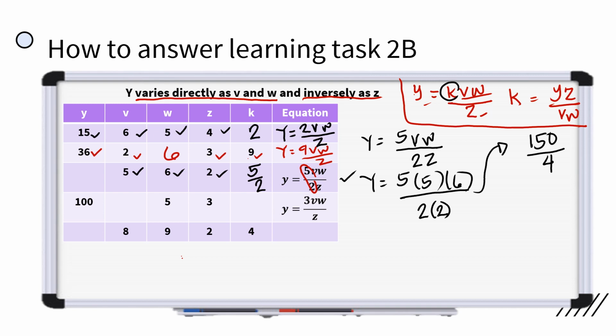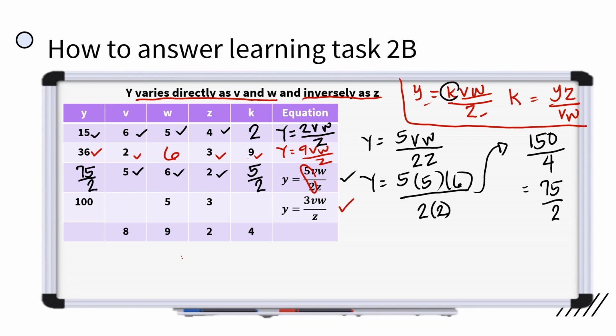over 4. So, 150 divided by 4 is not a whole number, pero divisible by 2. So, that is 75 over 2, or 37.5. So, ating value ng y ay 75 over 2. Yan. So, tapos na tayo sa third line. We proceed with our fourth line.